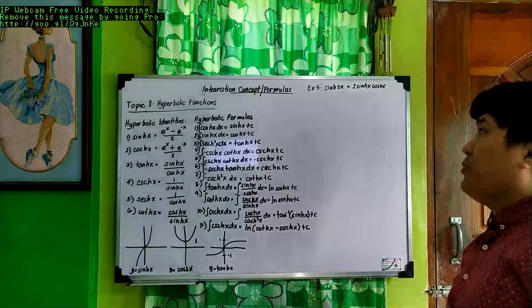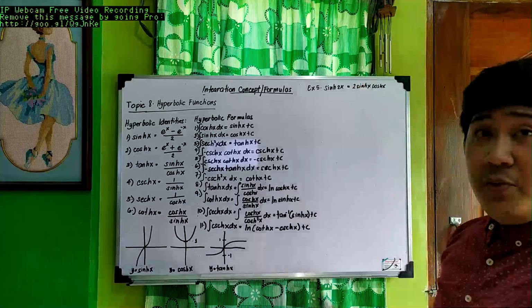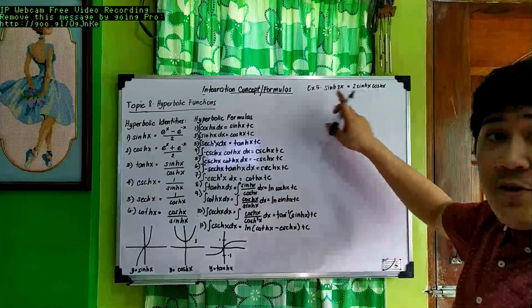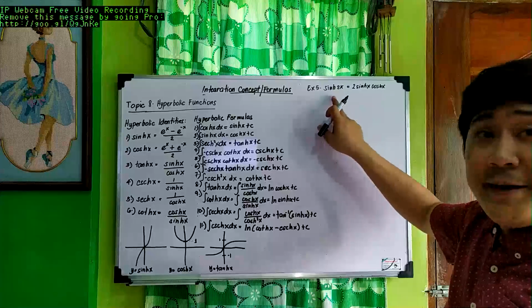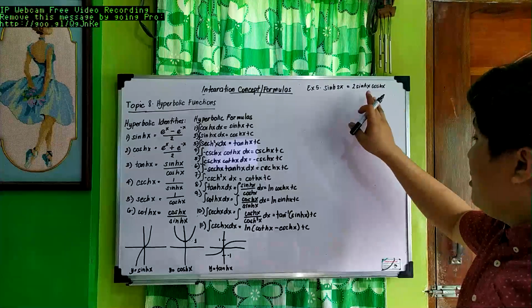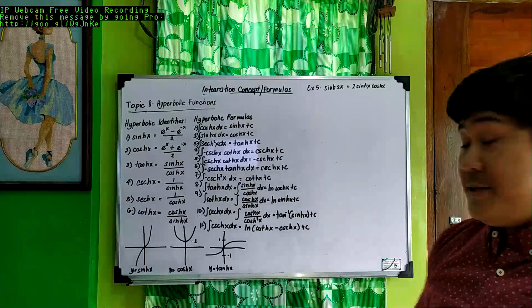Let's try to prove it, because if you have this one, there are times that the student will have a hard time what to do with this when you integrate. But if you have this one, it is much easier to integrate this one than this one. So there is an advantage when you know the equivalent identities.